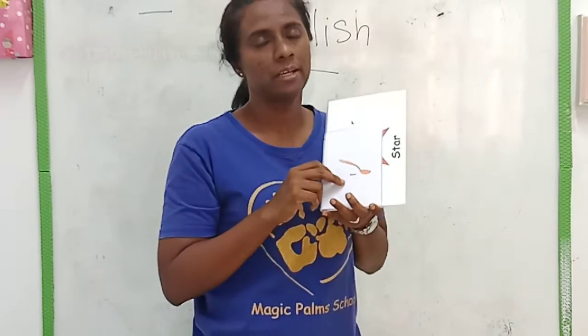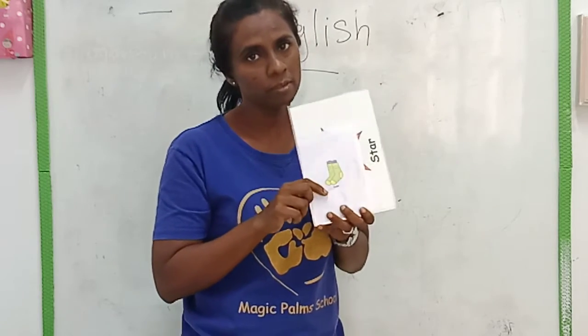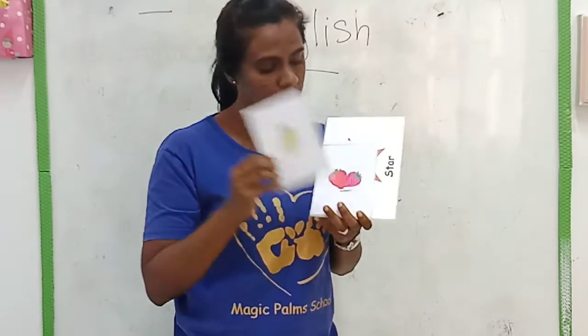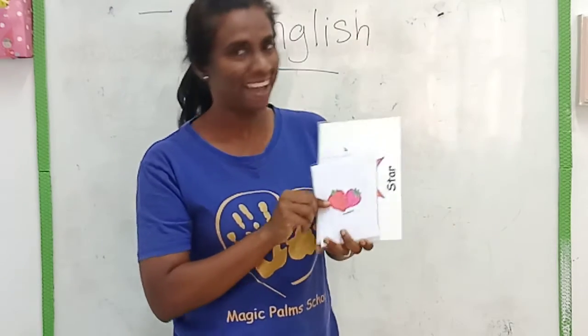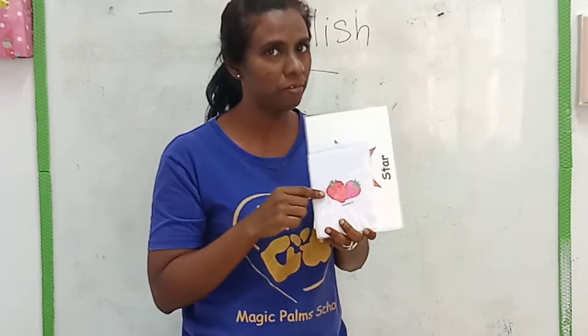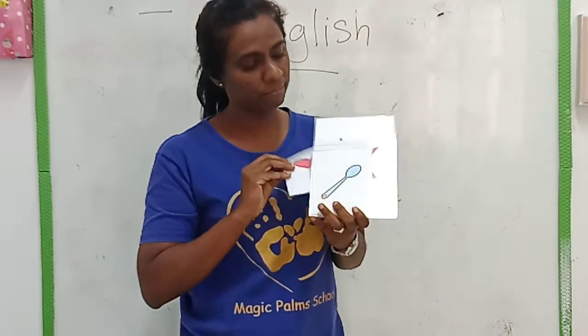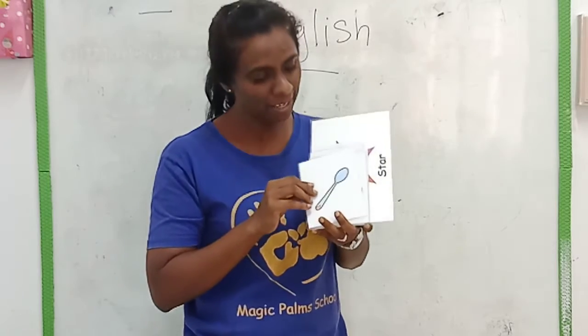S, spoon. S, spoon. S, socks. S, socks. This is strawberry. Yes, S, strawberry. S, strawberry. Oh, spoon again.